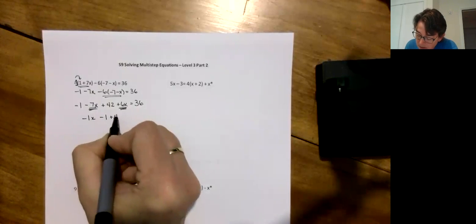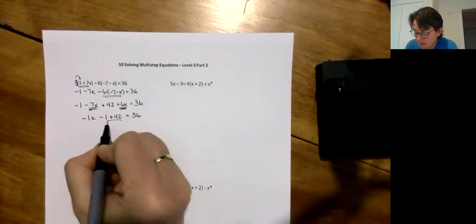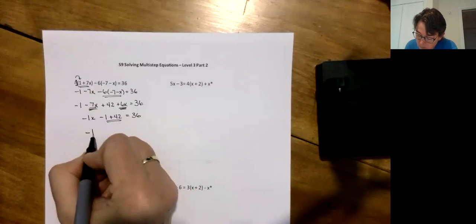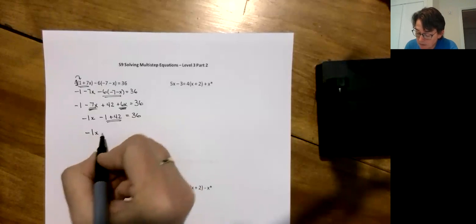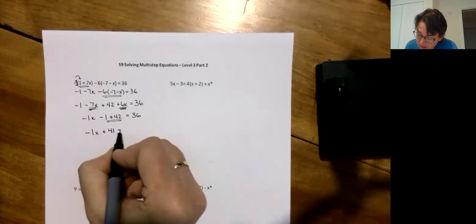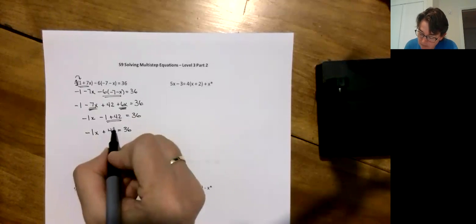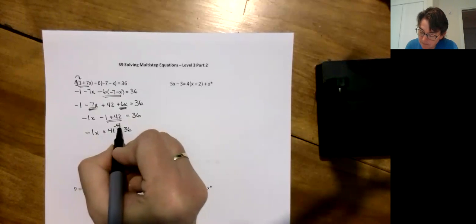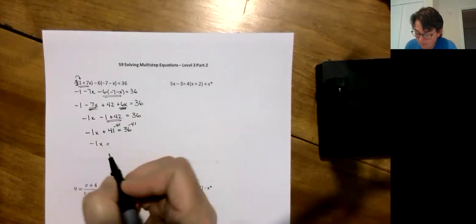-1 plus 42 is equal to 36. Now put these two together. -1x minus 1 and 42 is going to give me plus 41 is equal to 36. Now let's move our 41 over. -1x.